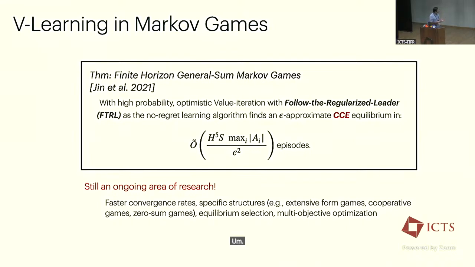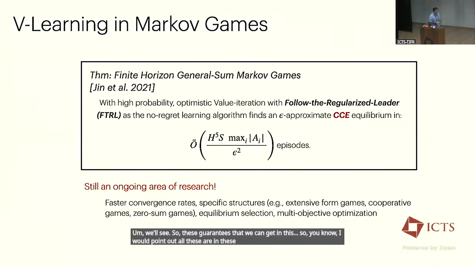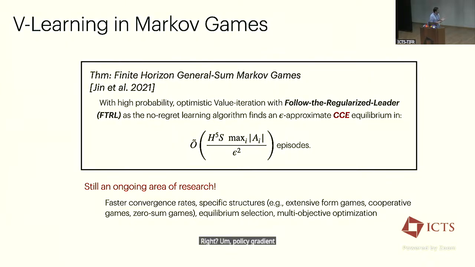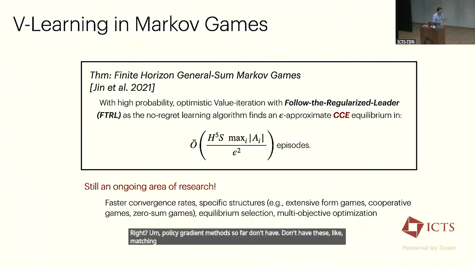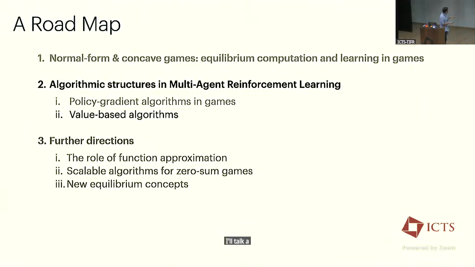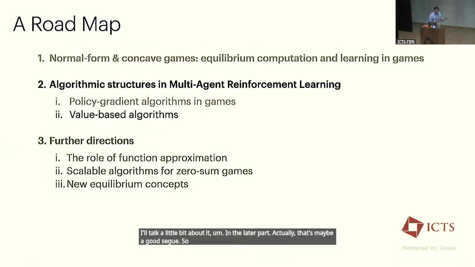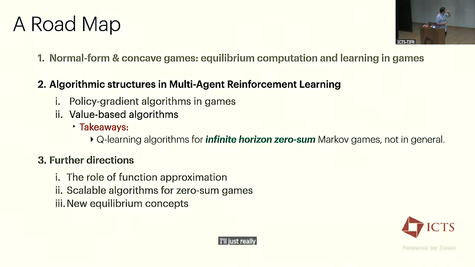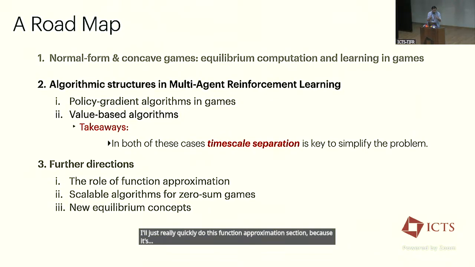We'll see. So I would point out that all these guarantees that we can get are in these tabular regimes, right? Policy gradient methods so far don't match the lower bounds yet, at least from what I understand. And we haven't discussed any of that, right? So I think function approximation is going to be really important. I'll talk a little bit about it in the later part. Actually, that's maybe a good segue. So maybe in the last 5 minutes or so, I'll just really quickly do this function approximation section because it's relatively self-contained.